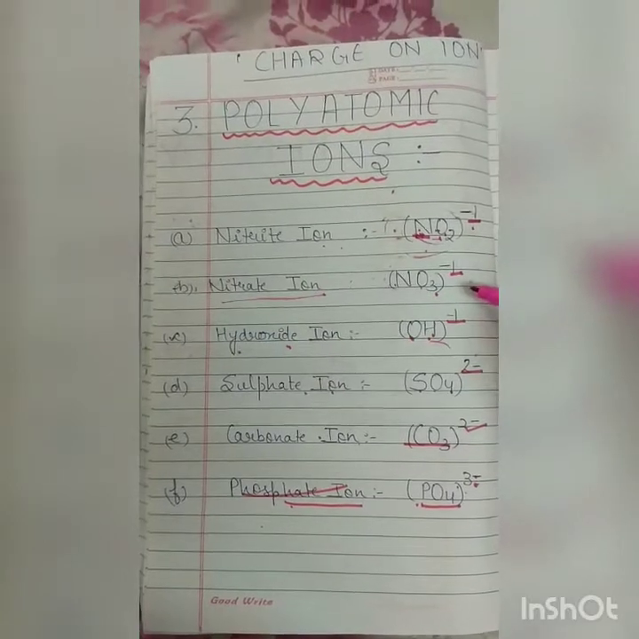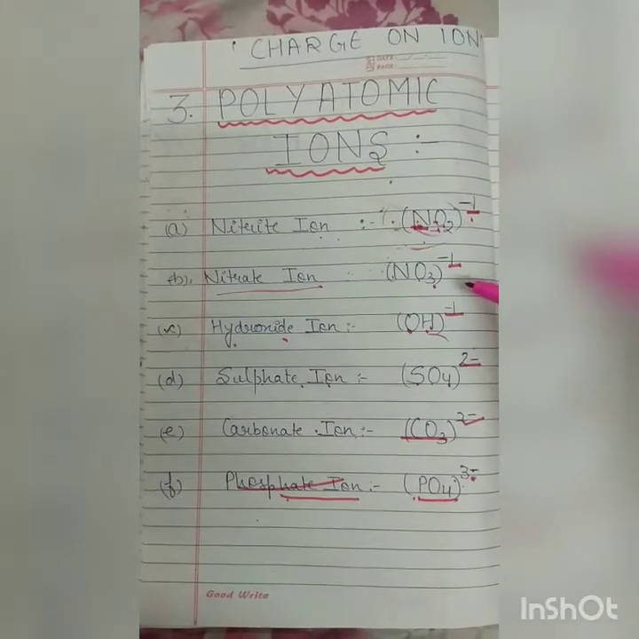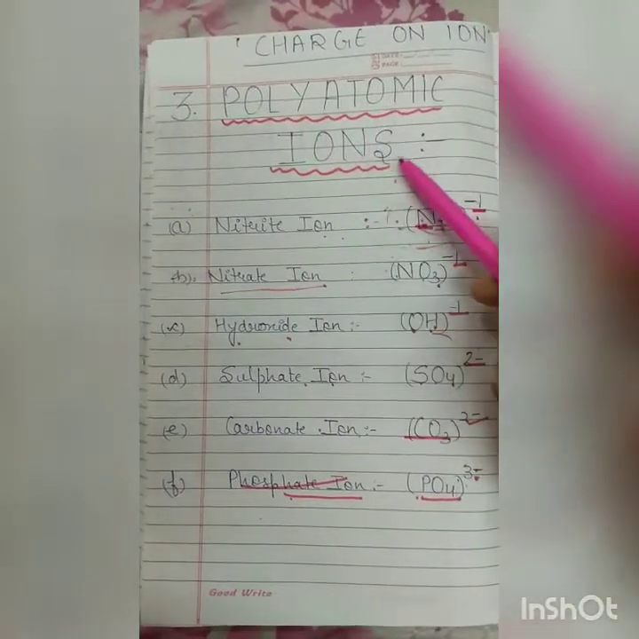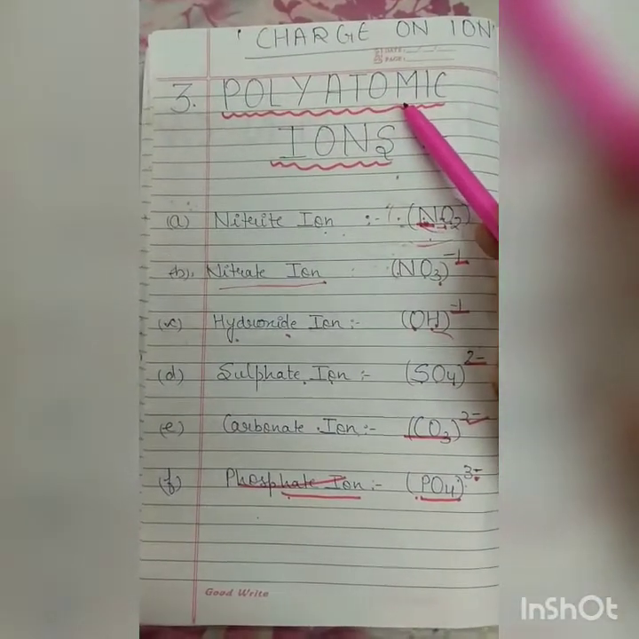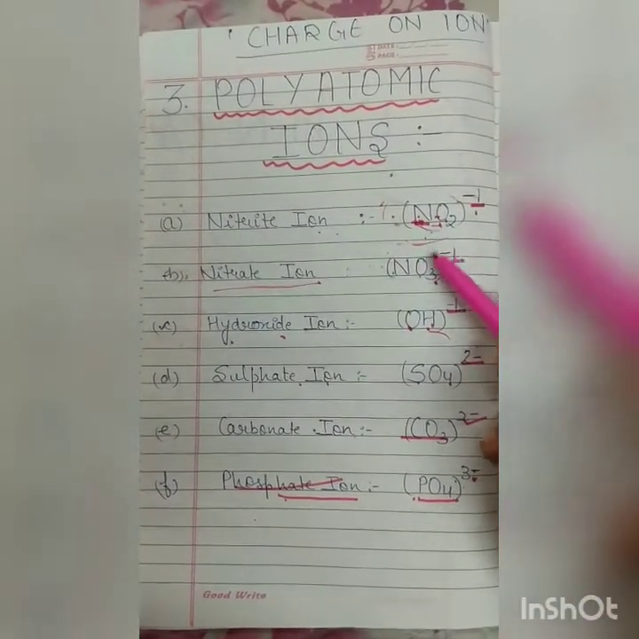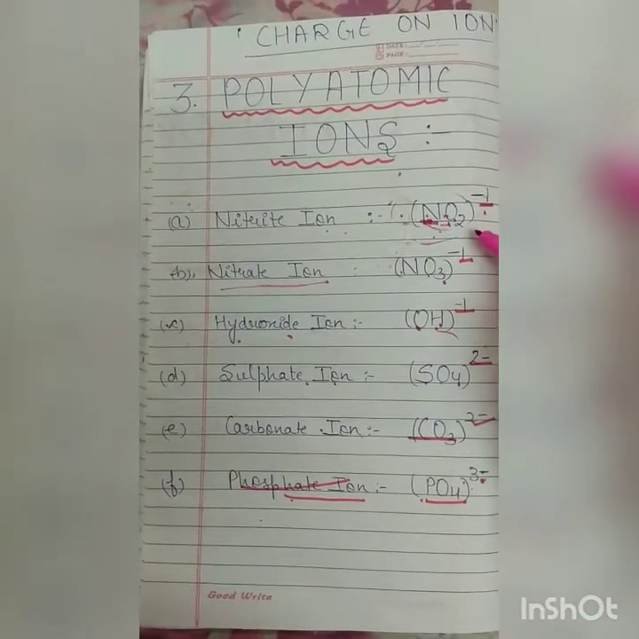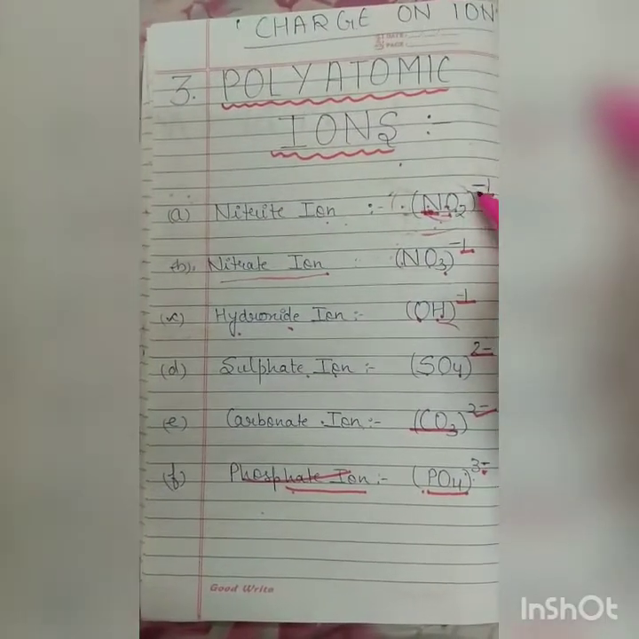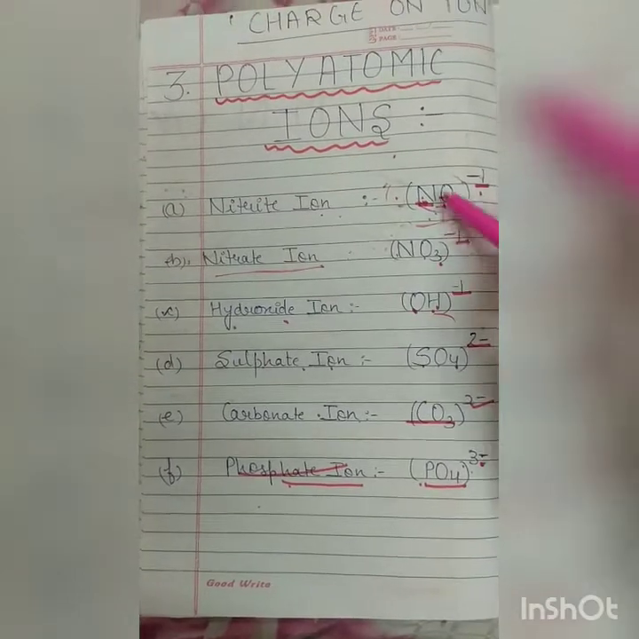Earlier, the valencies we were discussing were of single ions. The next topic we are having is polyatomic ions. Polyatomic means more than one type of atoms. Here we are having some examples of ions in which more than one type of atoms are combined together. And we consider their combined valencies. Let's have a look at the examples.